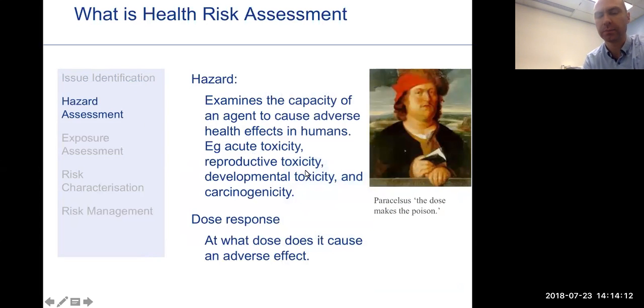The hazard assessment. So this is another important concept here, hazard. Hazard is completely different to risk. Hazard, it says here, examines the capacity of an agent to cause adverse health effects. So it's kind of like the inherent property of the thing. So, for example, benzene or chromium-6, or I'm trying to think of things that you might say, arsenic, right? It has an inherent property of being very toxic.